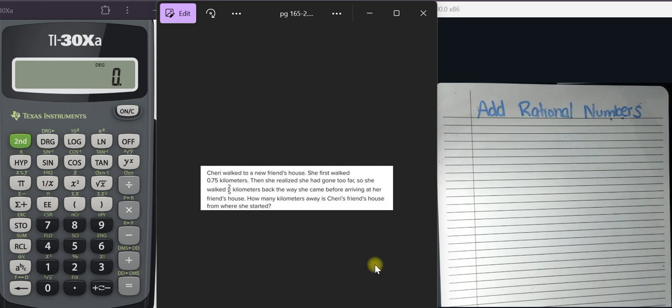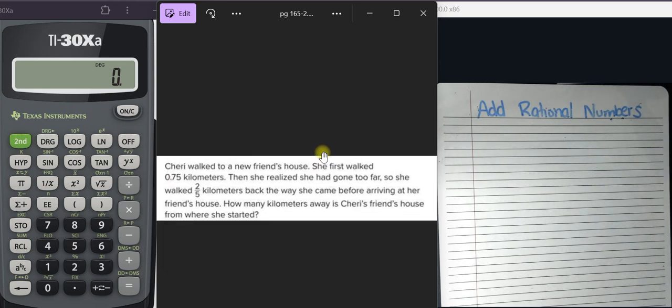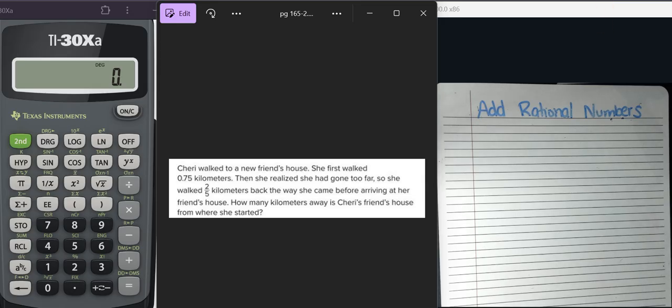All right, so we are on another problem where we're going to add rational numbers. So we have Sherry, and she walked to a new friend's house. She walked 0.75 kilometers, and then she realized she had gone too far. So she walked 2/5 kilometers back the way that she came before arriving at her friend's house. How many kilometers away is Sherry's friend's house from where she started?